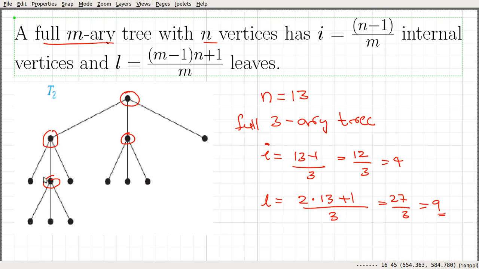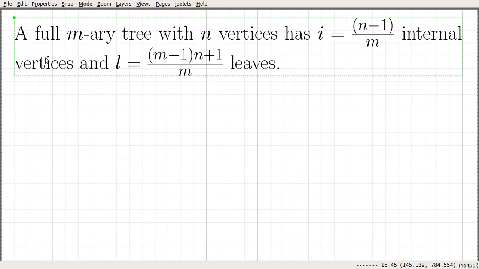So let's see whether this tree has 9 leaf nodes or not. 1, 2, 3, 4, 5, 6, 7, 8, 9. So for this particular tree, this result holds. The important thing about this statement is that if you are given the number of vertices in a full m-ary tree, we can find the number of internal vertices and the number of leaves using these two equations. So let's go and prove this one.